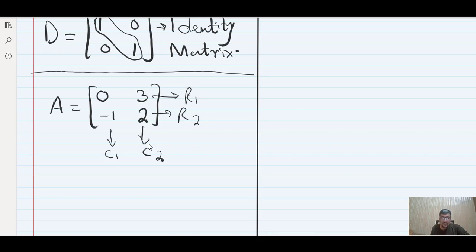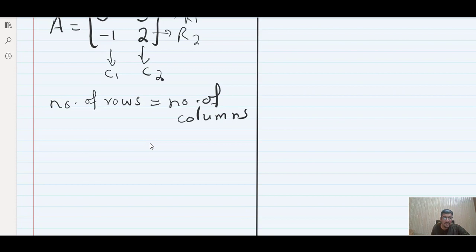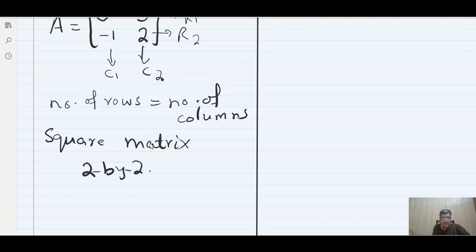If we have number of rows equal to number of columns, remember this thing, then it is known as square matrix. It is your square matrix. And you have seen that here we have two rows and two columns, which can be said as 2 by 2. So it will be your square matrix.